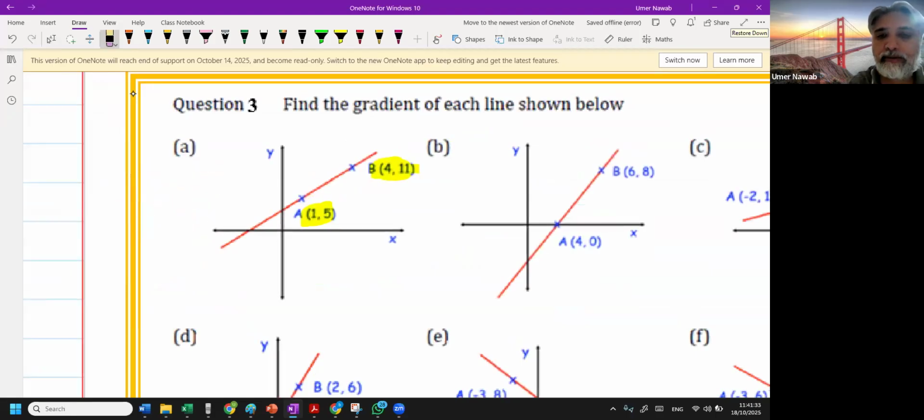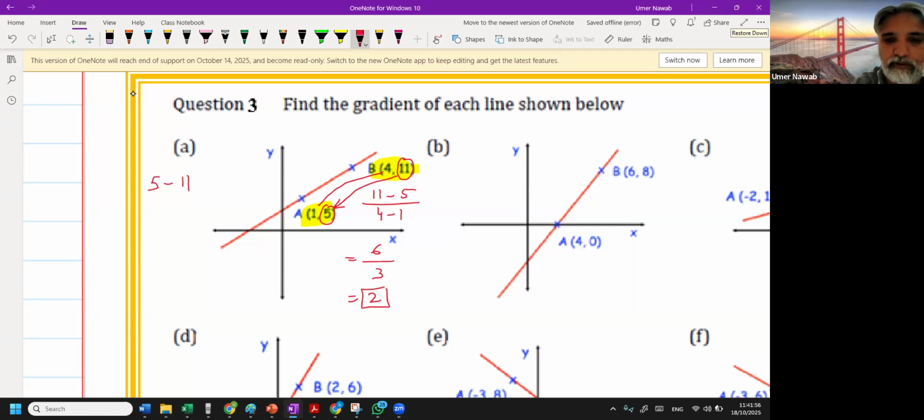You will say, Mr. Omar, I have the y coordinate 11 and here is 5. I can write it as 11 minus 5 over 4 minus 1. What is 11 minus 5? 6. 4 minus 1 is 3. So my gradient is 2. But if a student says, no, I want to take 5 first, so 5 minus 11 over 1 minus 4, that is also the way of doing it, right?